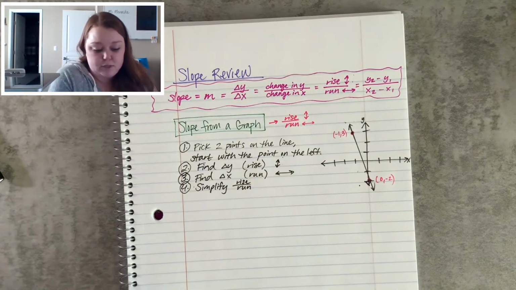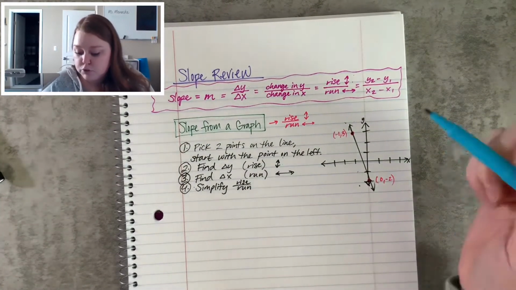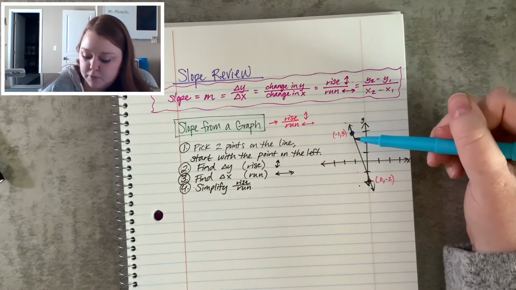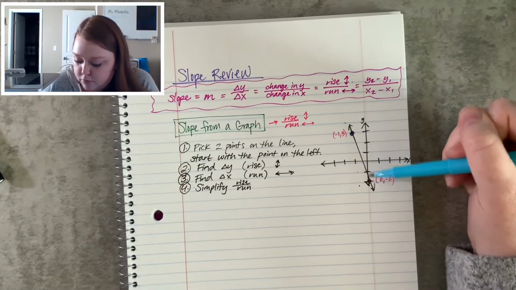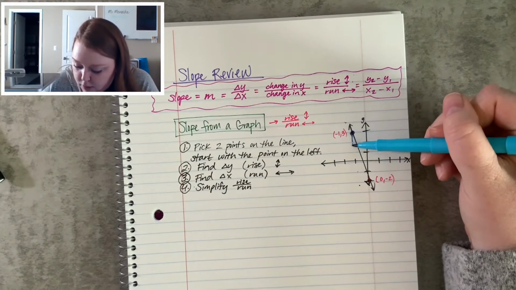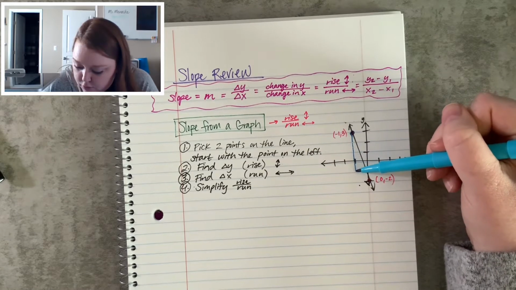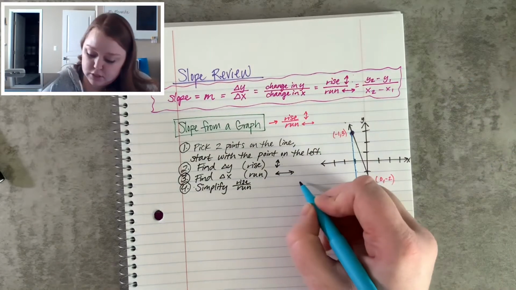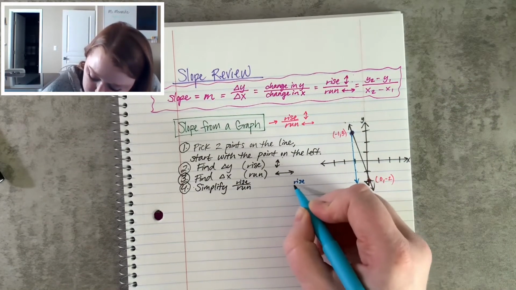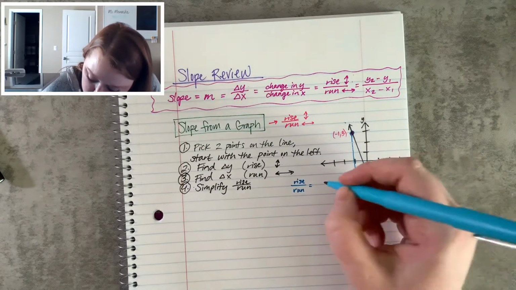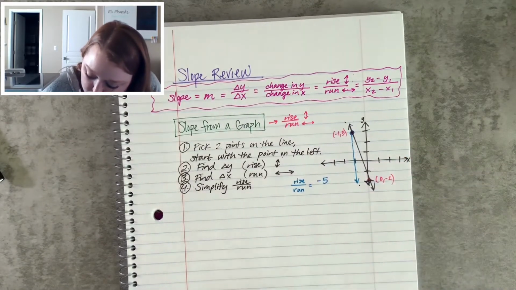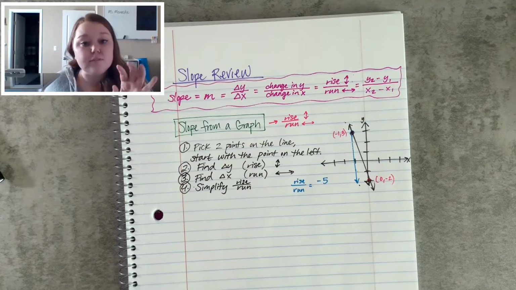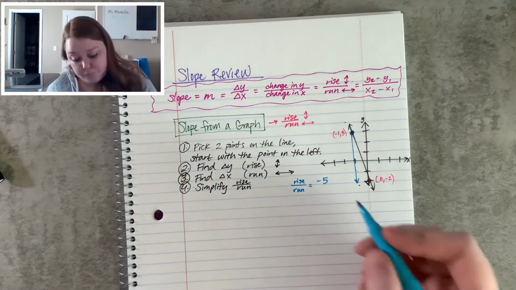All right, and then next we're gonna find the rise and the run. So for the rise, I'm gonna start with the point on the left, which is this guy. And I'm gonna see how much it went up or down. So we're going down here. It went down 1, 2, 3, 4, 5. It went down 5 units. So my rise went down 5. Since it went down 5, we represent that as a negative value. If it would have gone up, that would have been a positive value, okay?